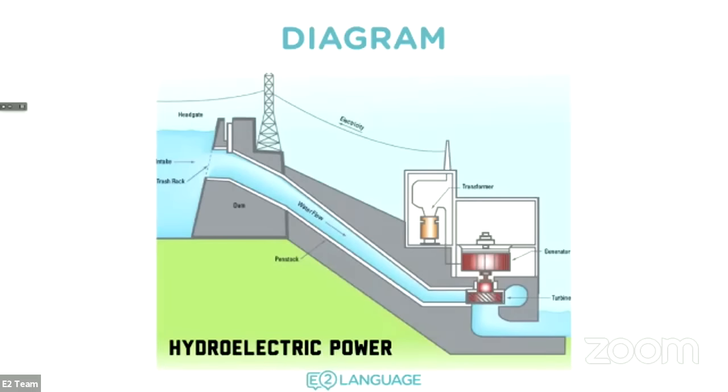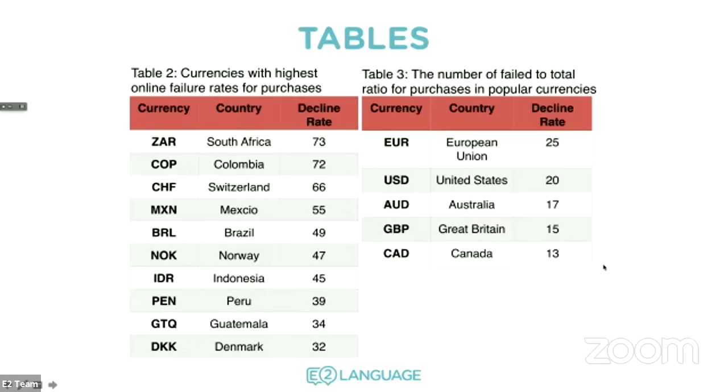Cool, no problem. Tables. These tables represent various currencies that have high failure rates for purchases, including South Africa, Colombia, and Switzerland. I'm going to do it again. These tables represent various currencies that have problems when buying something online and failure rates, including South Africa, Colombia, and Switzerland. I'm going to do it again.